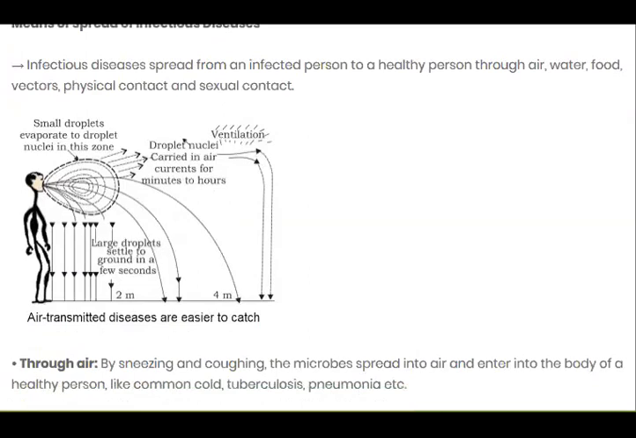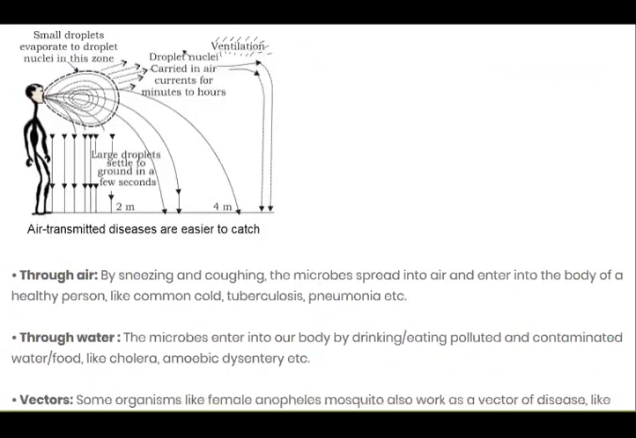Through air, by sneezing or coughing, the microbes spread into the air and they enter into the body of a healthy person. Common cold, tuberculosis, pneumonia, etc. are caused by this method. Through water, the microbes enter into our body by drinking or eating polluted and contaminated water or food, and the diseases caused are cholera, amoebic dysentery, etc.